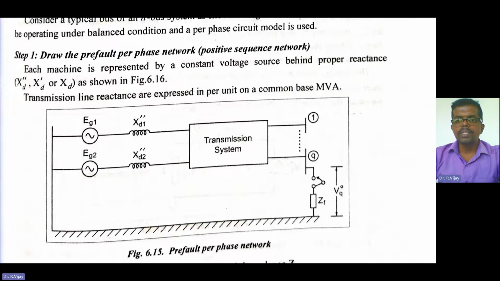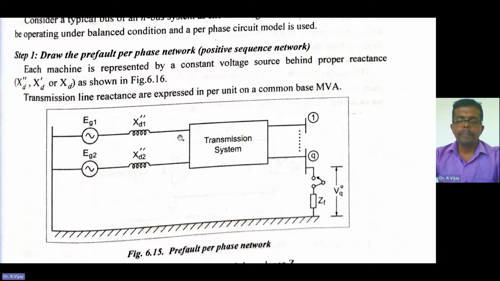What we did is we have taken the base MVA as some 10 MVA or 1 MVA, based on the problem. Sometimes in the problem itself they mention to take the base MVA, sometimes they will not mention. We need to choose it from the generator value. That is the base MVA. We can take it as 10 MVA or 1 MVA based on the problem.